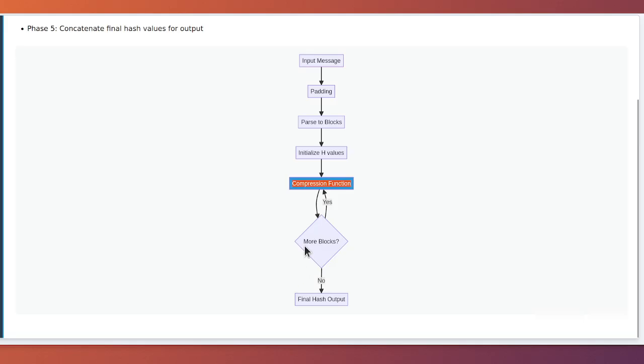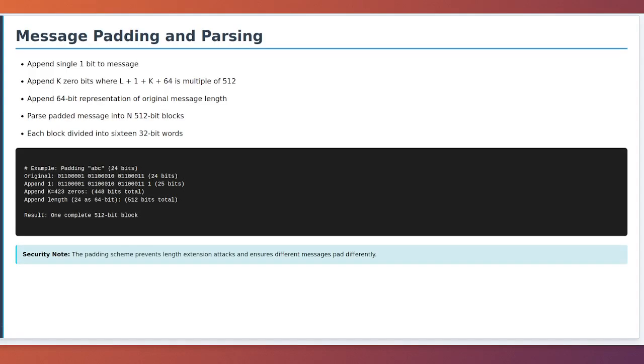Phase 5 is producing the final hash. After all message blocks have been processed, we concatenate the 8 hash variables H0 through H7 to produce the final 256-bit output. This high-level structure, called the Merkle-Damgard construction, is proven to have strong security properties. If the compression function is secure against collisions, then the entire hash function is secure against collisions, even when processing arbitrarily long messages.